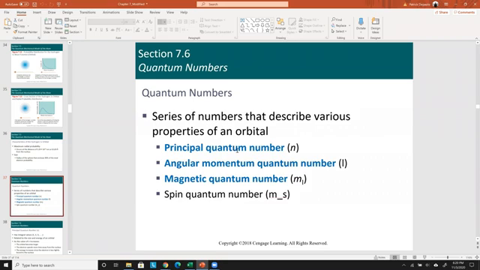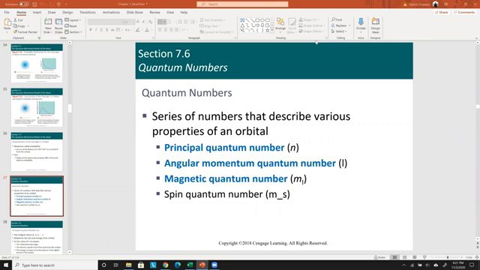So that's just, we're going to get into each one in more detail, but that's just the principal energy level. The second one is the angular momentum quantum number. So this more or less has to do with energy. And it tells you which subshell, or which orbital, the electron is in.